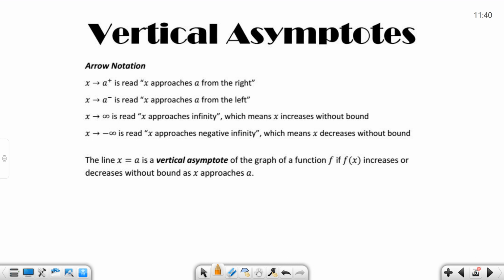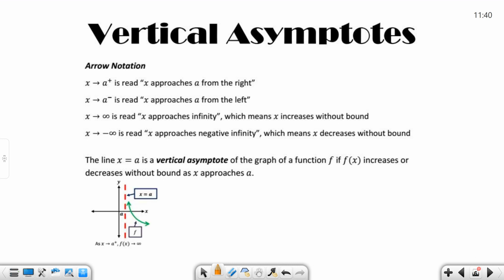So the line x equals a is a vertical asymptote of the graph of a function f if f of x, that's the y value, increases or decreases without bound as x approaches a. That's why we went over the arrow notation, talking about x approaching a from the right, the left, that kind of thing. So if the function f increases or decreases without bound as you get closer to some value a, the line x equals a is a vertical asymptote. And remember, I use Vux and Hoy. Vertical line is undefined slope and x equals a number. Horizontal line, zero slope, y equals a number. So if it's x equals a, that's a vertical line.